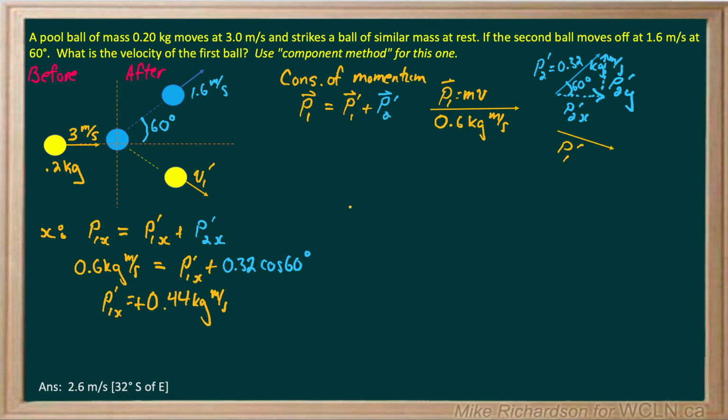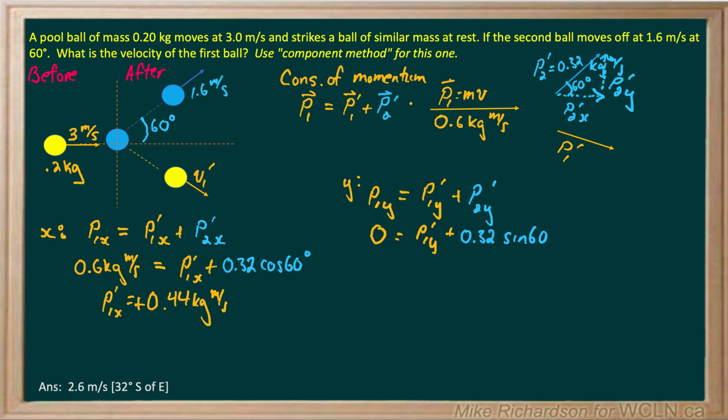Now let's do the Y direction. I'll move it up a little bit. So same equation, but now we're focusing on the Y. P1Y initial equals P1Y final plus P2Y final. Now if you look at our picture, there is no Y component initially. So the initial momentum in the Y is just 0. We don't know P1Y prime, but we can easily calculate P2Y prime. And all it is going to be the hypotenuse sine 60. So 0.32 sine 60.